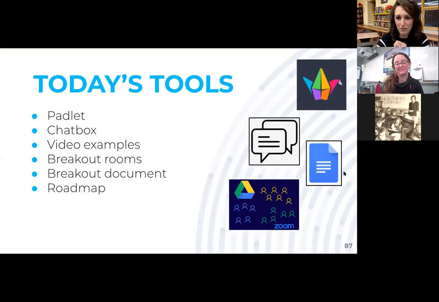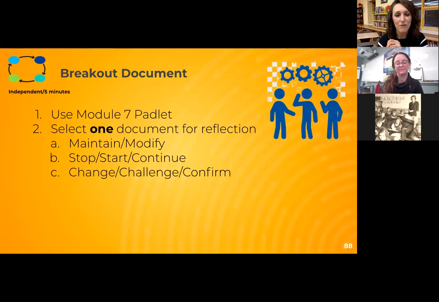Today, here are a few of the tools that we used, but instead of a breakout room, we'd like to give you 5 quiet minutes now to reflect on a breakout document. This will be an organized, shared space for you to do a little bit of reflection in one of 3 ways. These 3 documents are linked for you in the Padlet shared at the beginning of this presentation. All 3 documents are essentially asking you to reflect on the same things.